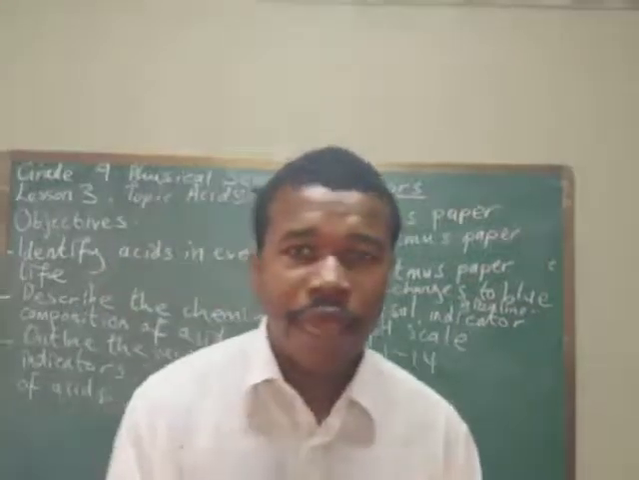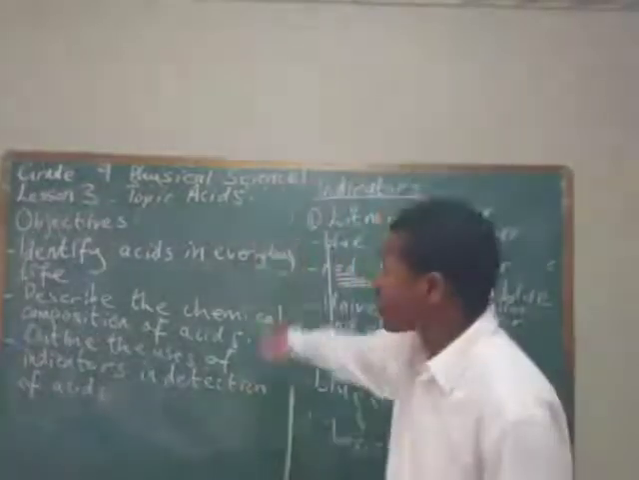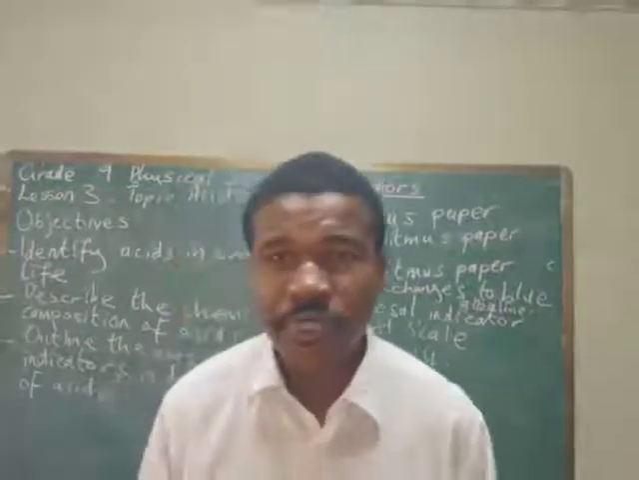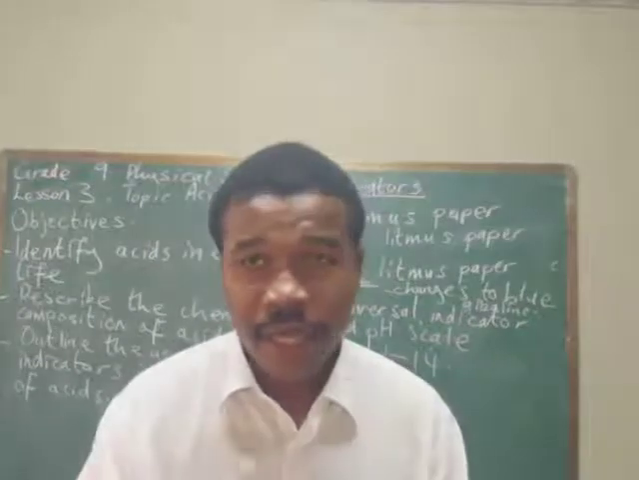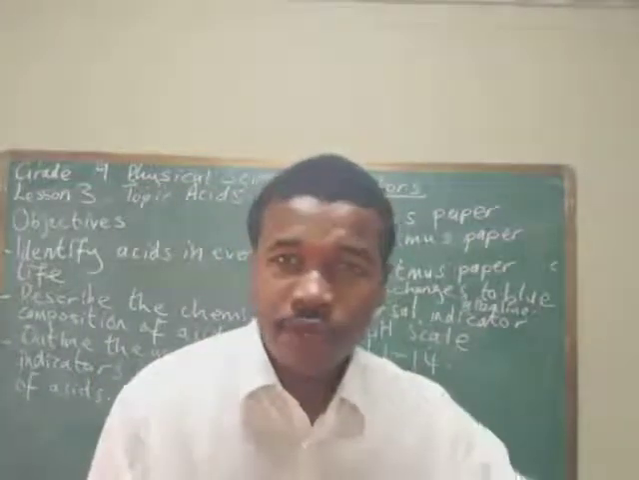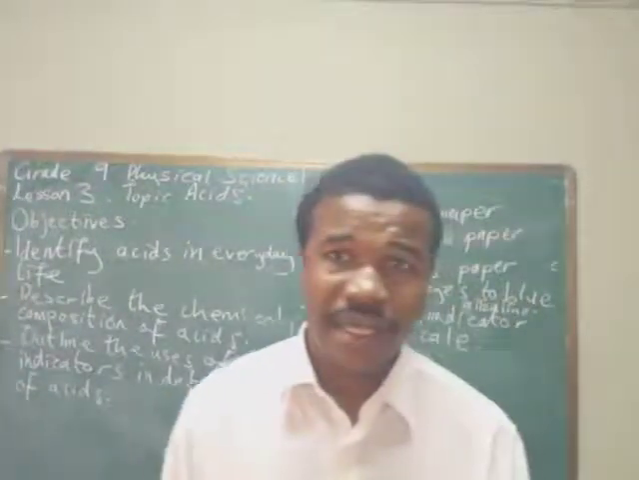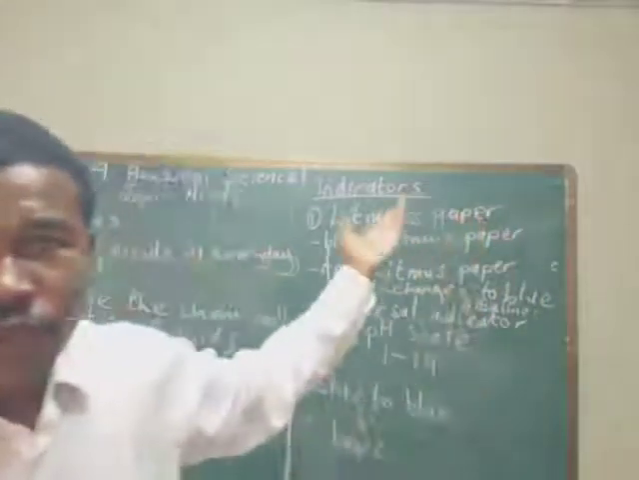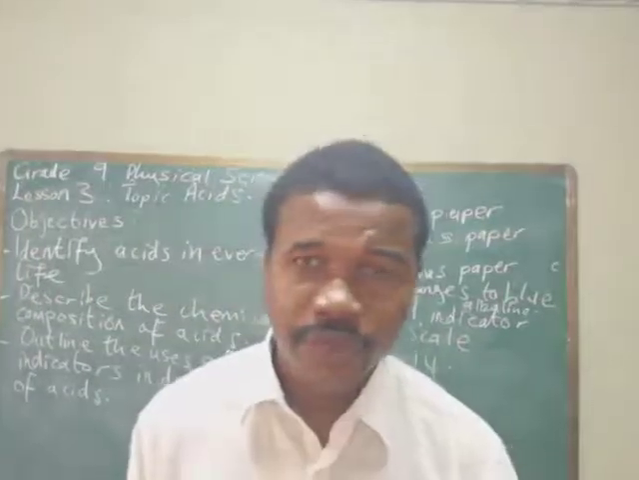So guys, at this point, I hope that we are now able to have satisfied our objectives of this lesson. If we are in our house and look at containers with different chemicals in them, are we able to say that is an acid, that is a base? Even from the chemicals that are written there, if you look at the ingredients or composition of whatever chemical you have, you should be able to say, okay, this one has an acid inside of it. We are also able now to describe the chemical composition of acids. We are also able to tell how we detect this acid using indicators: pH paper, litmus paper, universal indicator.